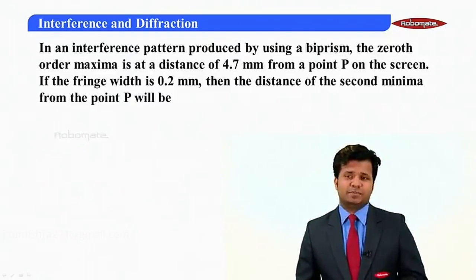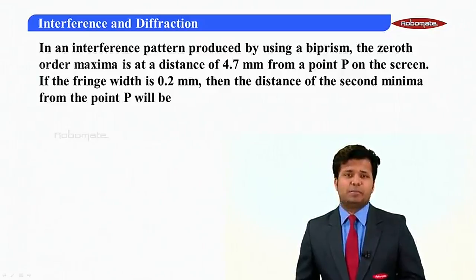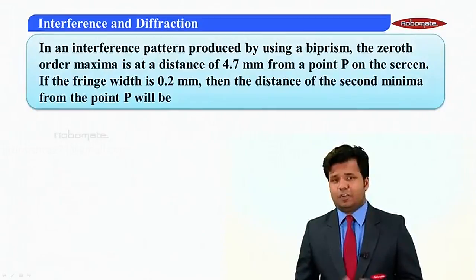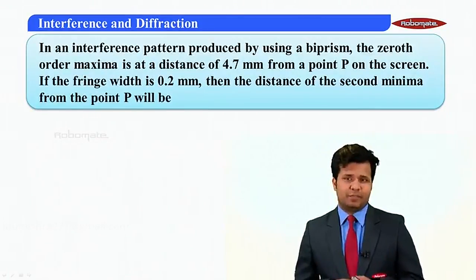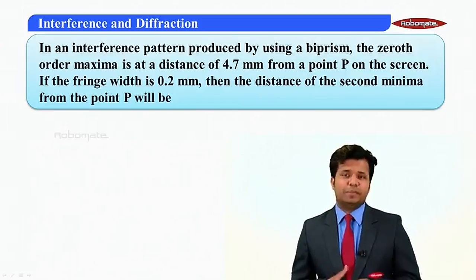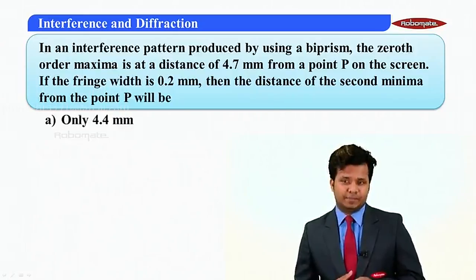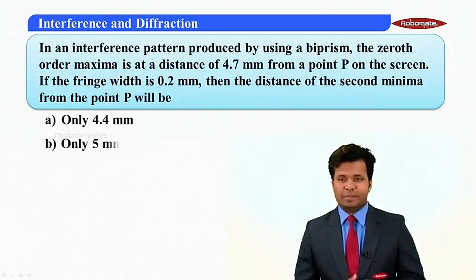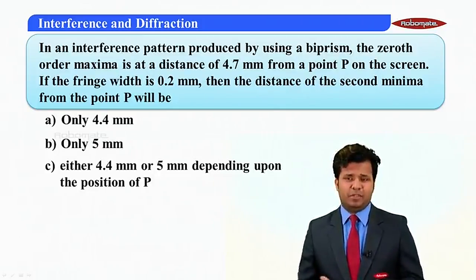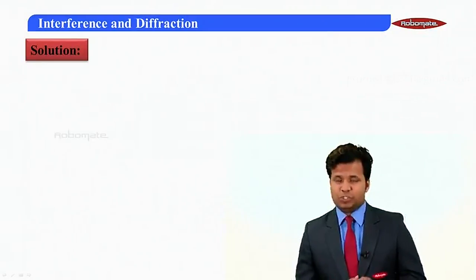The next question: in an interference pattern produced by using a biprism, the 0th order maxima is at a distance of 4.7 mm from a point P on the screen. If the fringe width is 0.2 mm, then the distance of the second minima from the point P will be: only 4.4 mm, only 5 mm, either 4.4 mm or 5 mm depending upon the position of P, or 6 mm. So let us check out the solution.